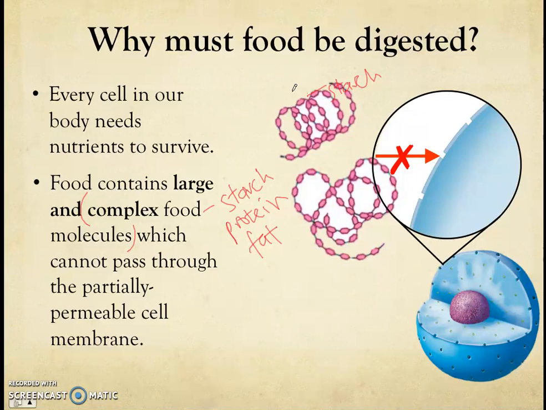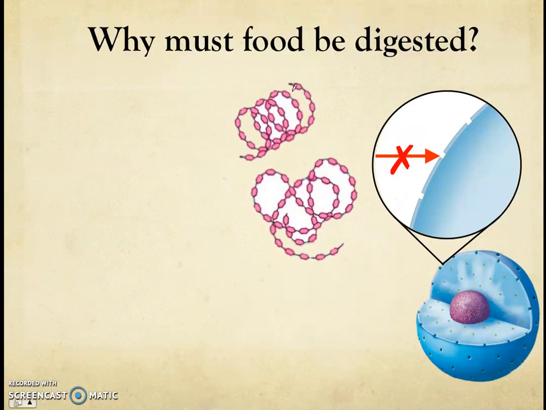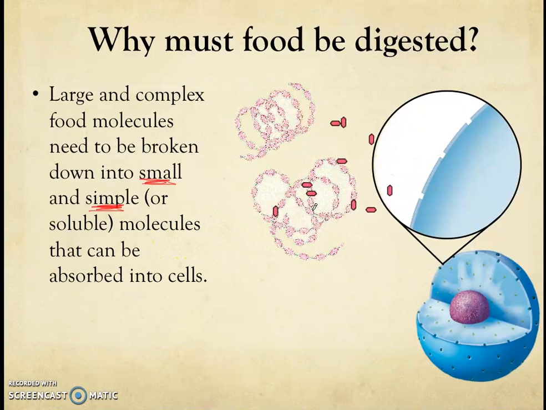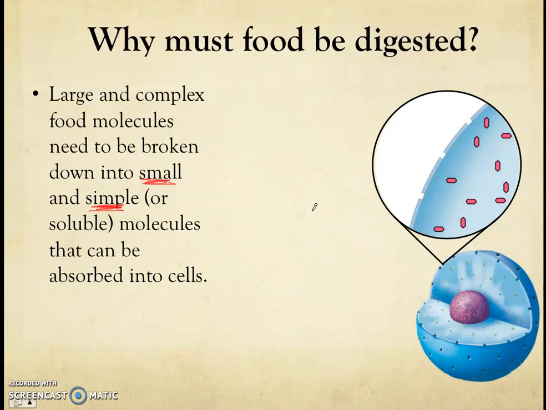So something needs to happen to starch. And here's what it is. Large and complex food molecules need to be broken down into small and simple molecules that can be absorbed into the cells. So here it is. Starch is broken down to small and simple molecules that can pass through the cell membrane, right? These smaller molecules can pass through, and of course, if that was starch, then these smaller molecules here each one of them represents glucose.